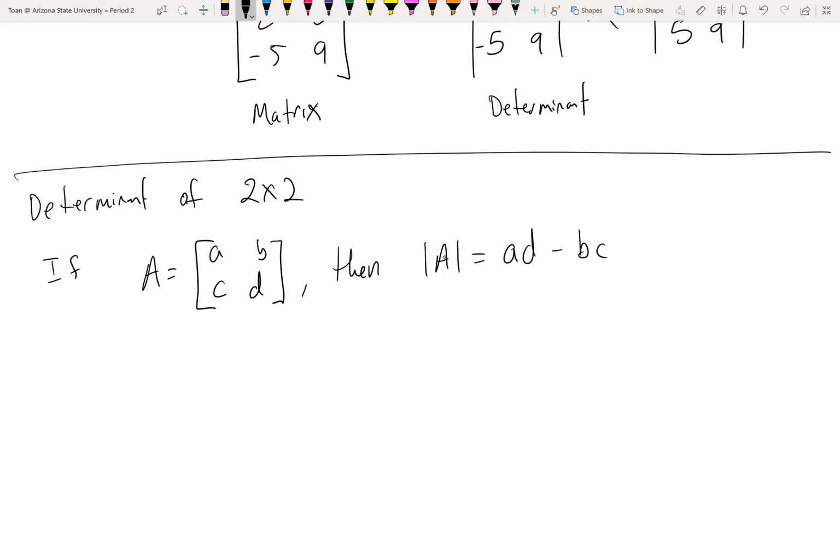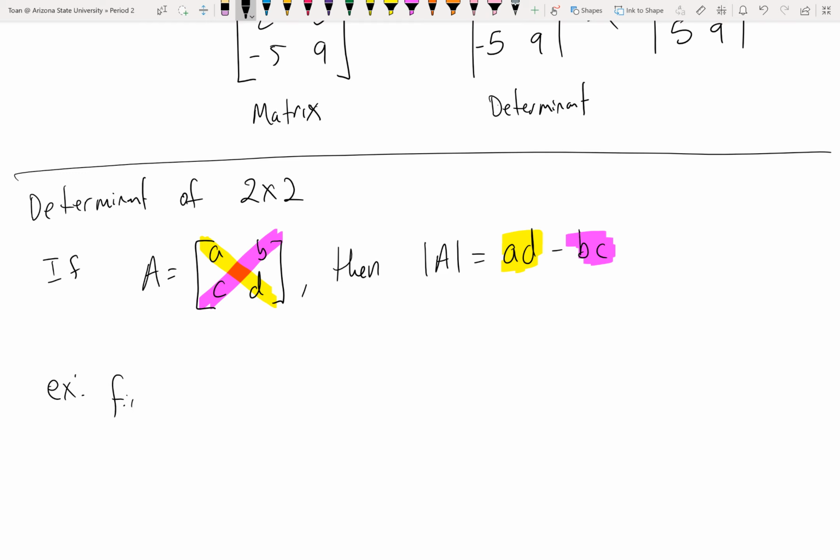Now that seems like a random formula. Well, it does have a visual shortcut to it. If we take a look at the original matrix, ad is just this diagonal multiplied to each other. bc is just this diagonal multiplied to each other. So when I do determinants, I think of it as a crisscross and then you subtract. You multiply along the diagonals and then you subtract them. Easy peasy.